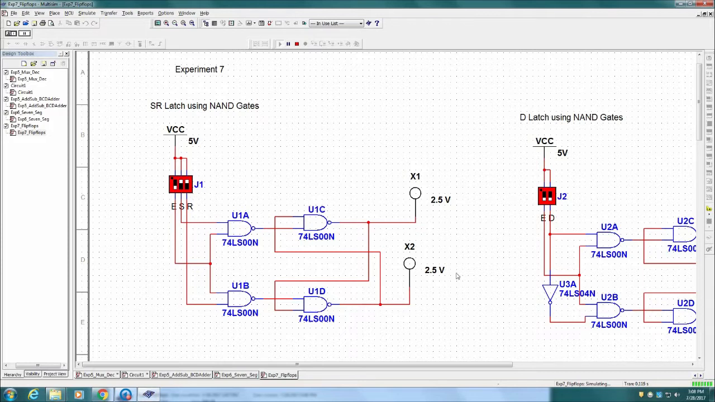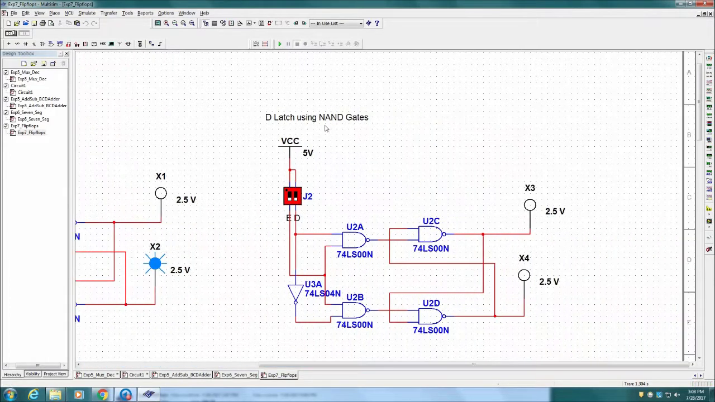When enable is 1 and S equals 0, R equals 1, the output will reset. That is, the output will be 0. When enable is 1 and S equals 0, R equals 0, the output will remain in the previous state. When enable is 1 and S equals 1, R equals 0, the latch will set the output to 1. When enable is 1 and S equals 1, R equals 1, the output and the complement will give 1, which is the invalid condition.